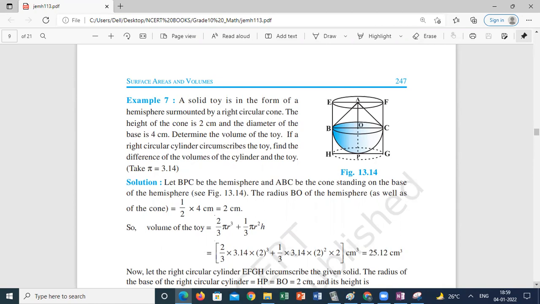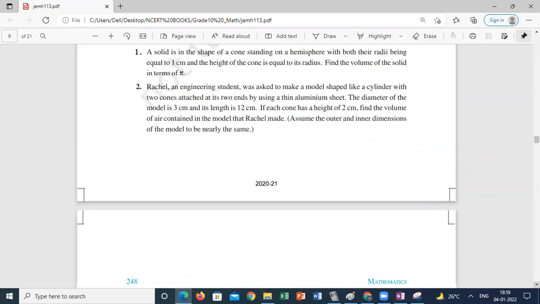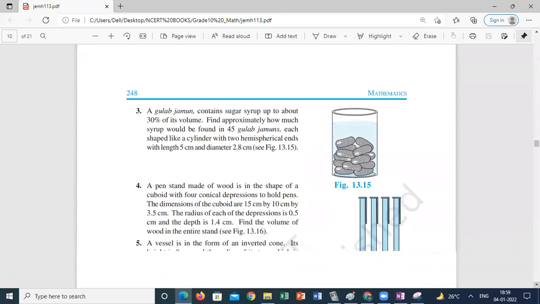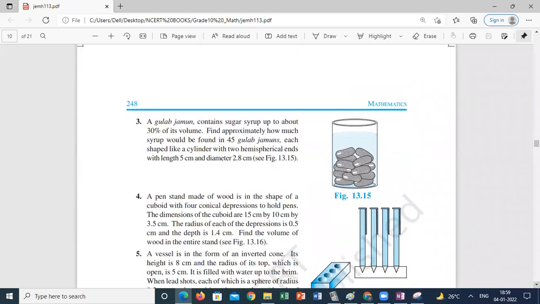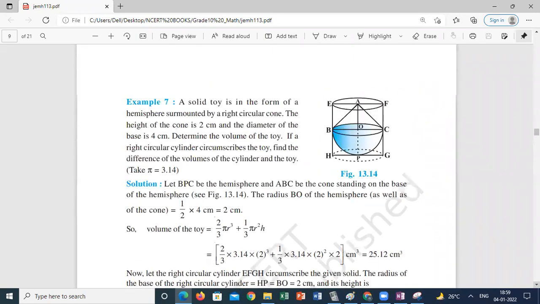If you look into this, a solid toy is in the form of a hemisphere surmounted by a right circular cone. So volume of the cone plus volume of the hemisphere. You have to identify it. Very few questions on conversions from one shape to another shape. We will see next class. Only 8 questions. We will try to wind up this exercise also by tomorrow.